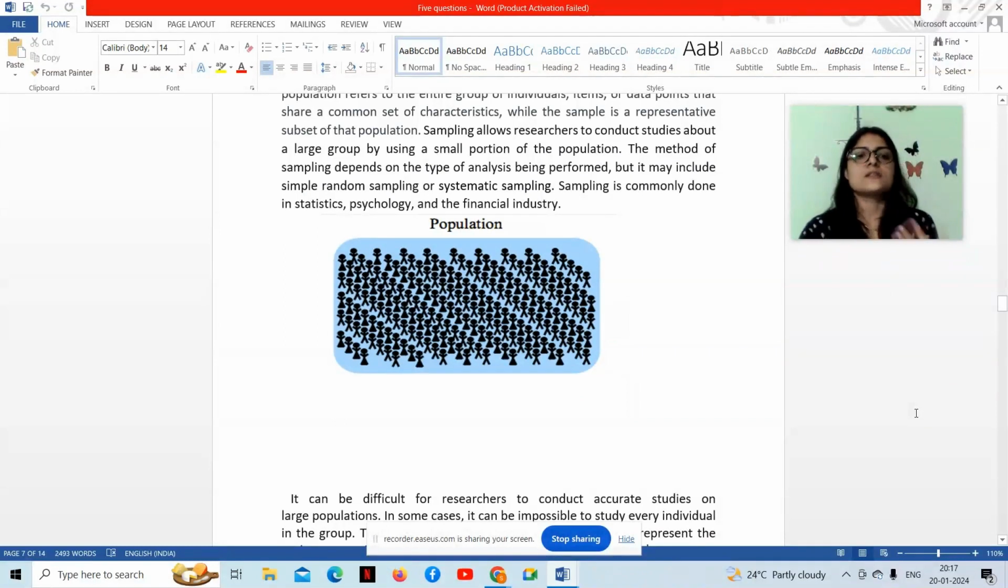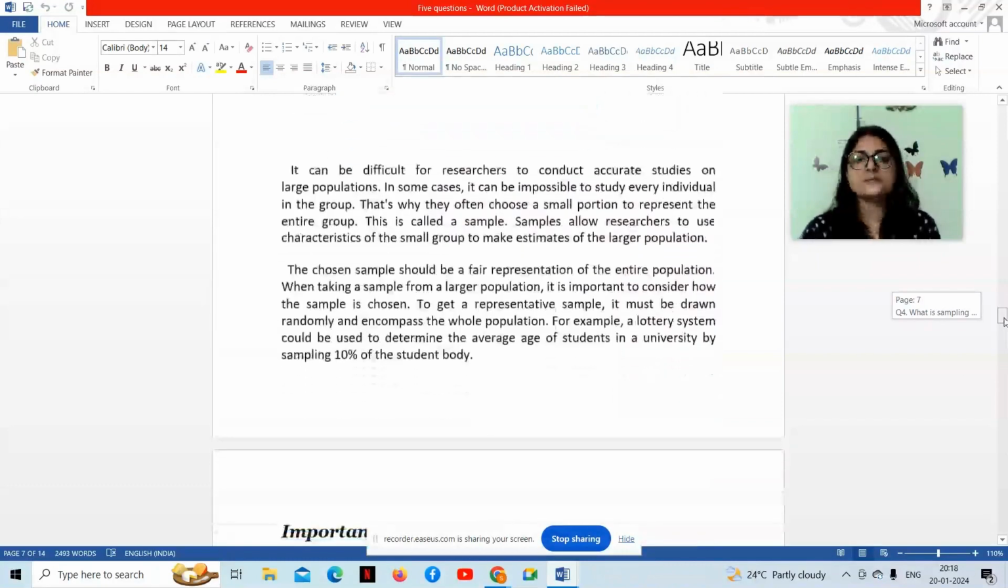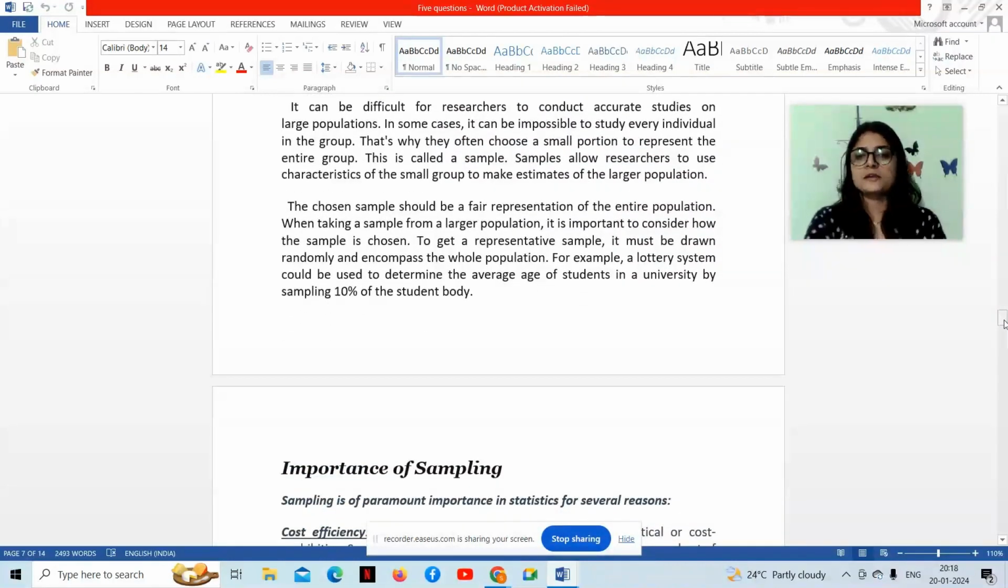The method of sampling depends on the type of analysis being performed, but it may include simple random sampling or systematic sampling. Sampling is commonly done in statistics, and not only in statistics but also in psychology and the financial industry, right? Basically, when it is not possible for researchers to conduct an accurate study because of the large population, we take a small sample from that particular population, right?